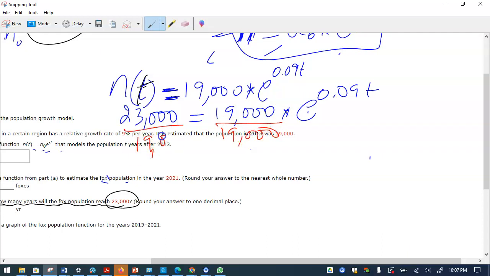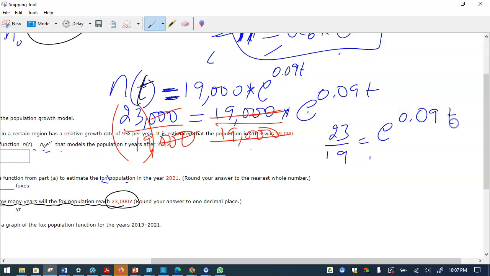So this 1,000 will go away. This whole thing goes away. And what you have left is 23. So this will be 23 divided by 19 equals e raised to 0.09t. Now change it to the logarithmic form.